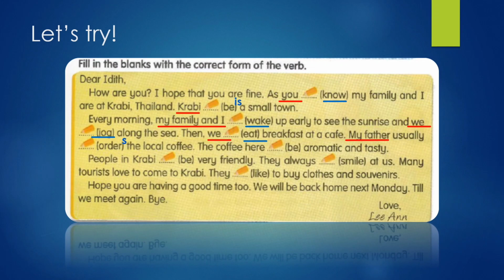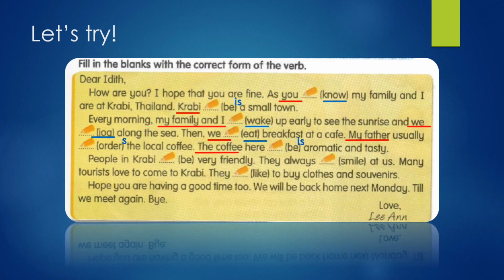Next, the coffee here, in bracket, is aromatic and tasty. When we look at the subject, the coffee here, we can replace it with it. So, for the subject pronoun it, we use is for the verb to be. So the answer is, the coffee here is aromatic and tasty.